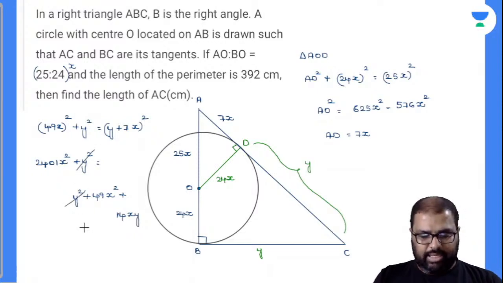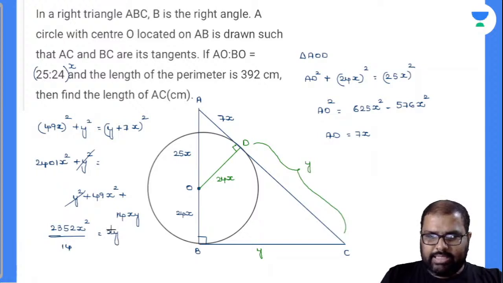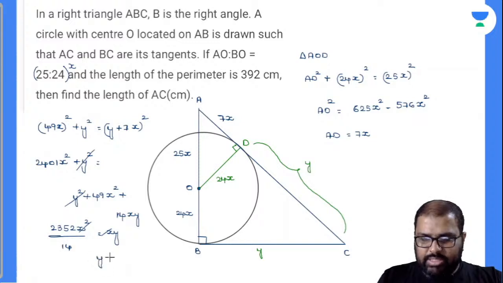2401 minus 49 will be how much? 2352 x square divided by 14 is nothing but equal to xy. x and x get cancelled now. 2352 by 14 is nothing but equal to 168. So y value is nothing but equal to 168x.